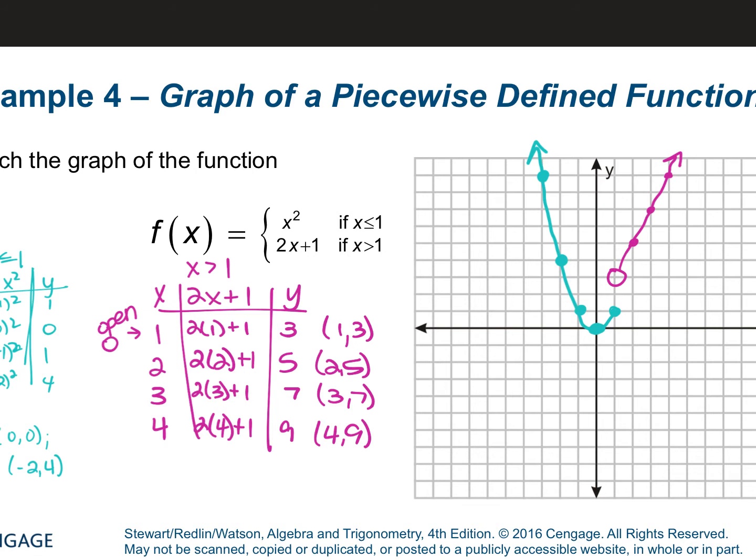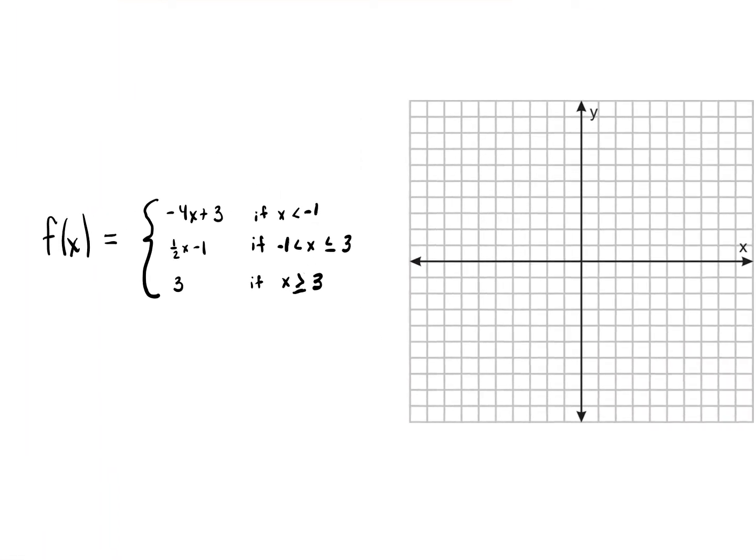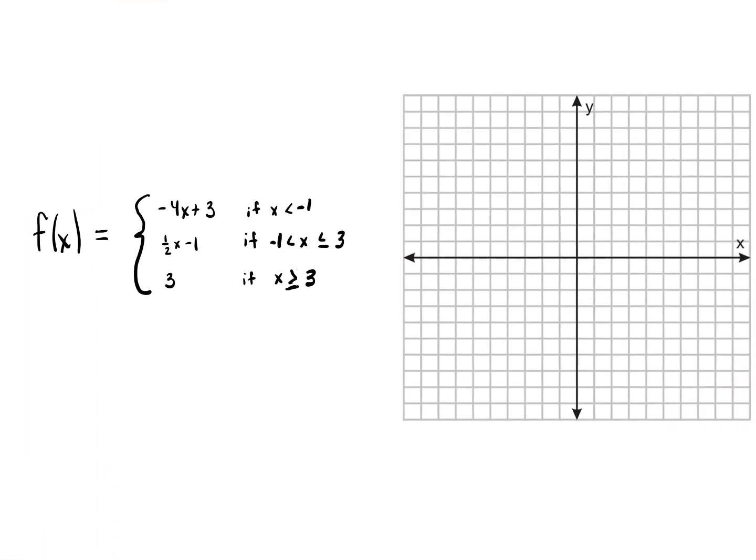If you look at the next question, for this one, you have three functions that you're working with. You have that f of x is equal to negative 4x plus 3 if x is less than negative 1. f of x is equal to 1/2 x minus 1 if negative 1 is less than x, which is less than or equal to 3. And f of x is equal to 3 if x is greater than or equal to 3.